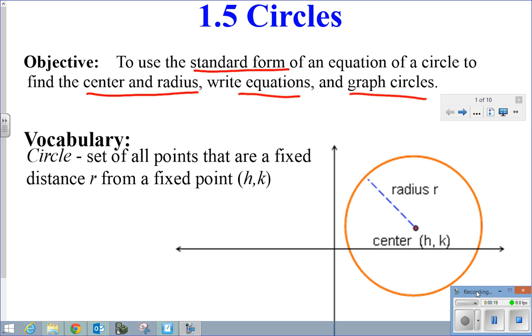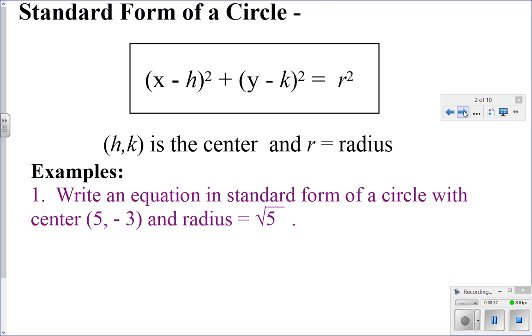Some vocabulary. The circle is a set of all points that are a fixed distance r from a fixed point (h, k), with (h, k) being the center, and r our radius. As long as we have those two things, a radius and a center, we can deduce where the circle is going to be to graph.